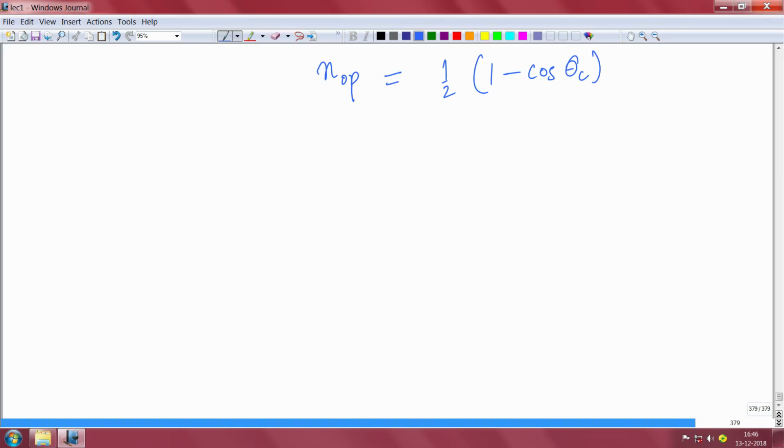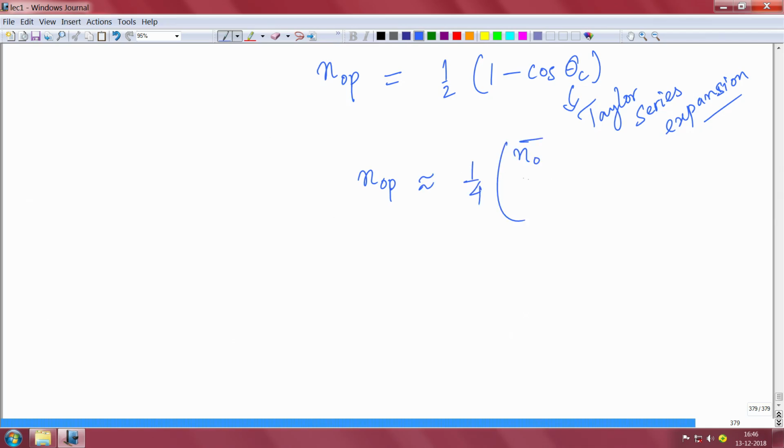And if this theta is very small, then you can do a Taylor series expansion. If you remember your maths from your 10+2 and maybe your undergrad first year, you can do a Taylor series expansion to do some approximation. If theta c is low, then you will get NOP as equal to 1 by 4 times the refractive index of air divided by refractive index of semiconductor, whole square.